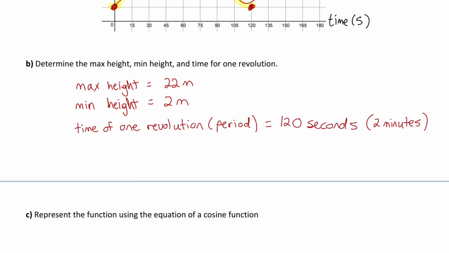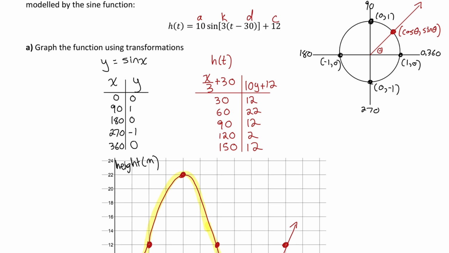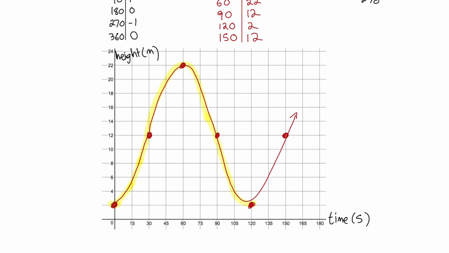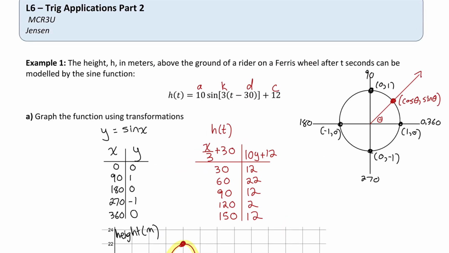And now part C says to represent this function using a cosine function. The equation it gives us is a transformed sine function. Any sinusoidal wave we could represent as either a sine or a cosine function. The only difference is going to be the d value, the horizontal shift. For a cosine function, the d value is just the x coordinate of a maximum point. Here's a maximum point. Its x coordinate, if I look down, is 60. So what I can do is I can just take this function, rewrite it exactly, but change the d value to 60.